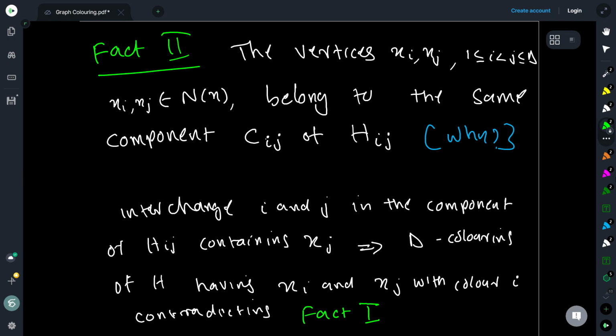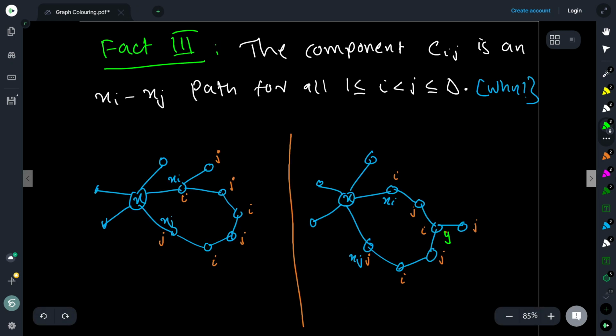And here is the formal argument. Then I have another observation, that the component Cij is basically an xi, xj path. There is nothing else there. It is a single path. There cannot be any other branches to this path. There is of course a path because it is connected, but now we claim that this path is a single path and there is nothing else connected to it. There is no other neighbor.